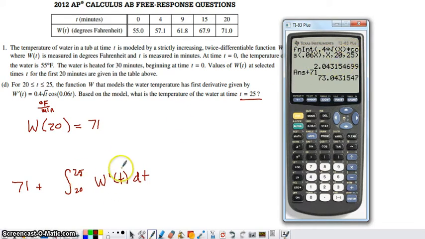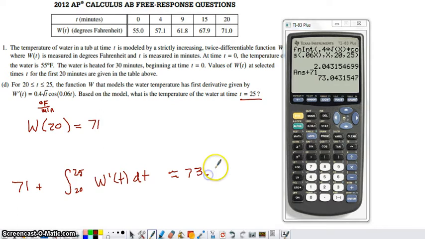So the value of this, the number of degrees Fahrenheit that the temperature has changed from 20 to 25, is a little bit over 2 degrees. Add that on to what the temperature started at, at t equals 20, and you have your result. So the value of this, rounded to 3 digits beyond the decimal, is going to be 73.043 degrees.